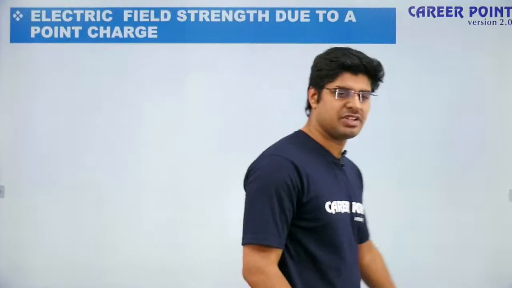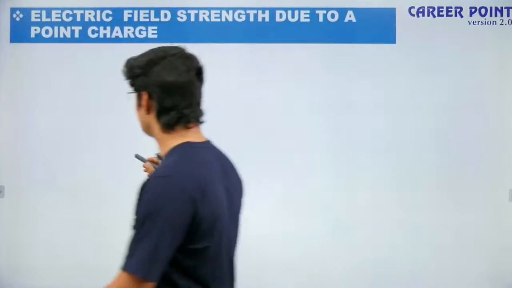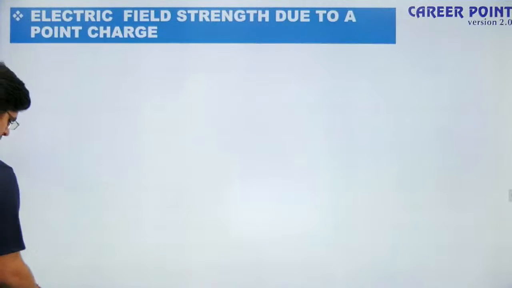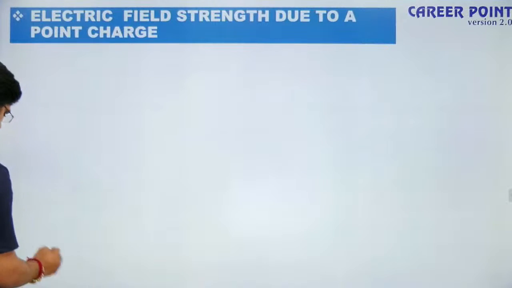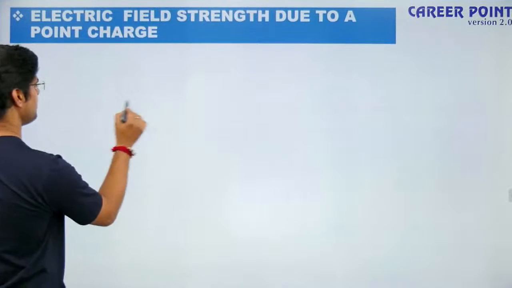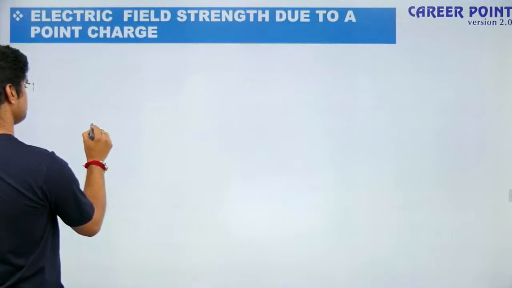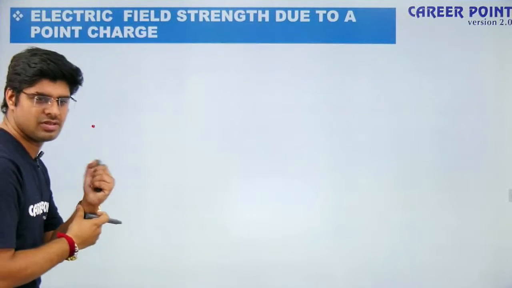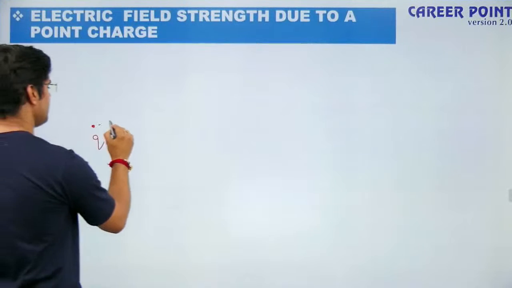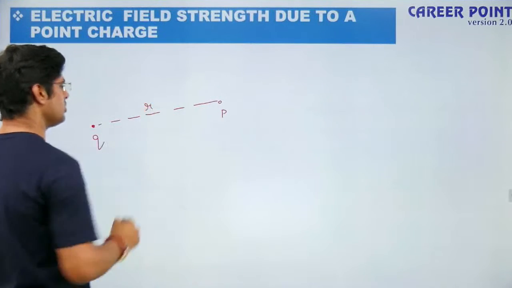If we have to find electric field due to a point charge, let's say this is a point charge placed here. Let's say this is point charge Q. From this point charge I am taking a point P at a distance R.